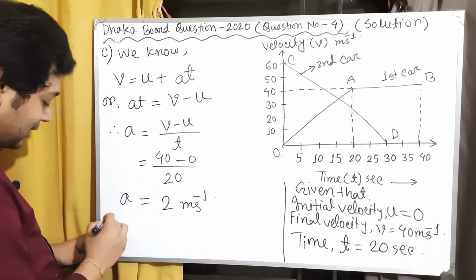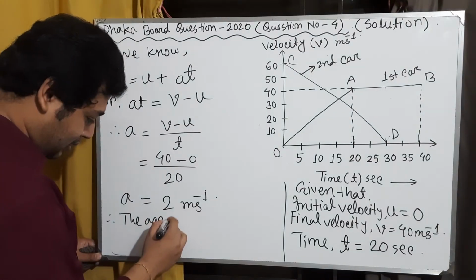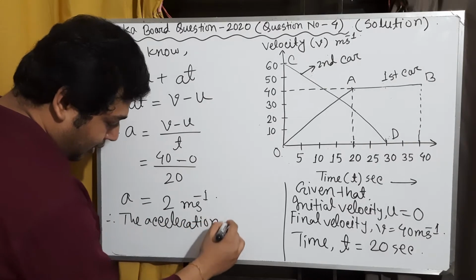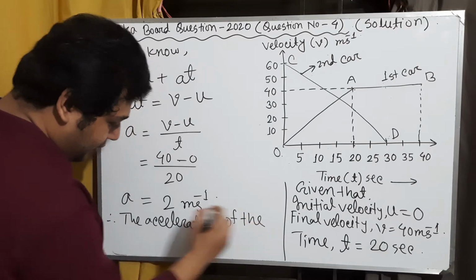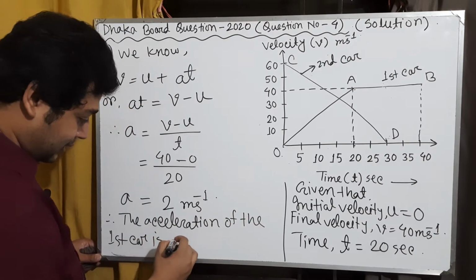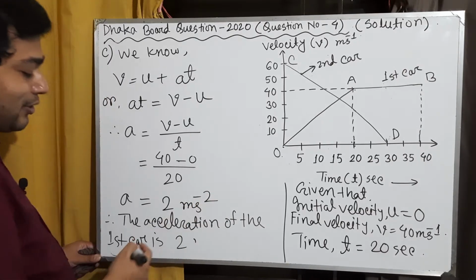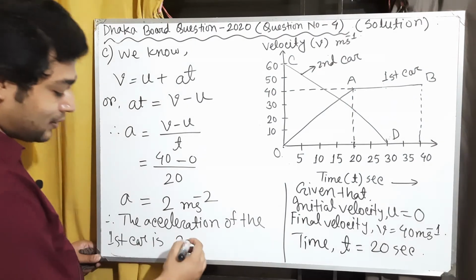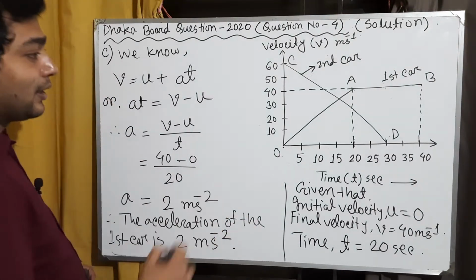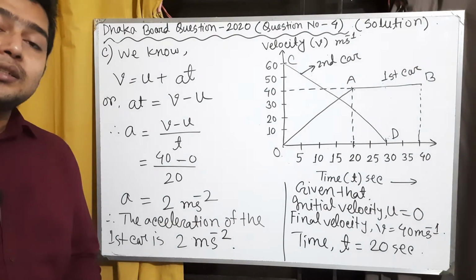So the acceleration of the first car is 2 meter per second square. The unit of acceleration is meter per second square. So this is the answer for question number C.